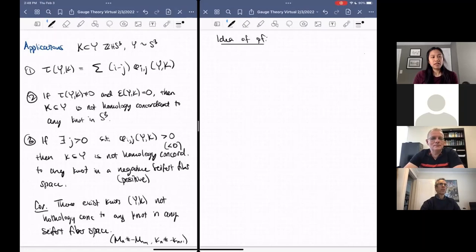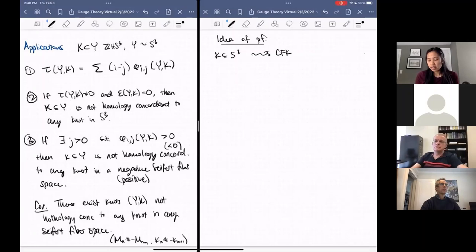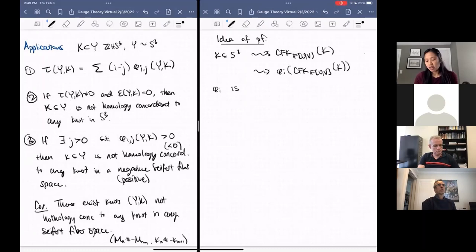Okay, so the idea of how we construct the phi ij's builds on how we construct the phi i homomorphisms for knots in S3. So I'll take a knot in S3, and in order to construct the phi i homomorphisms, I take the knot Floer complex, which is a module over this two variable polynomial ring. And the knot Floer complex was originally defined by Ozsváth and Szabó and Rasmussen. And then given the knot Floer complex, I can extract these phi i homomorphisms, where phi i is defined by first classifying all knot-like complexes over some ring that appears naturally in knot Floer homology.